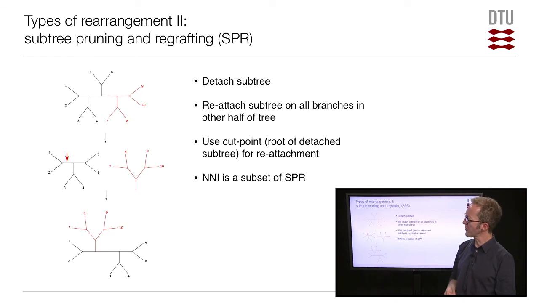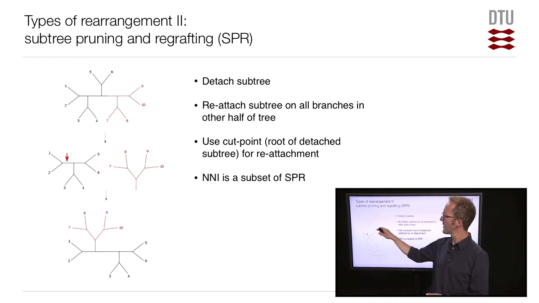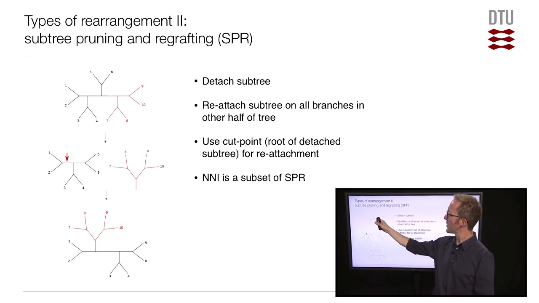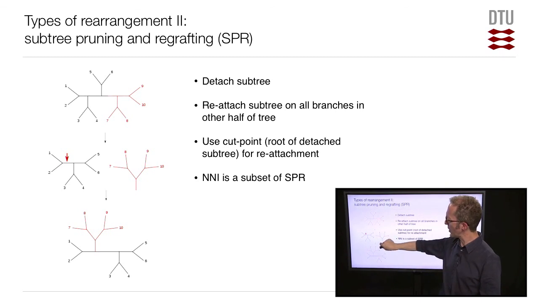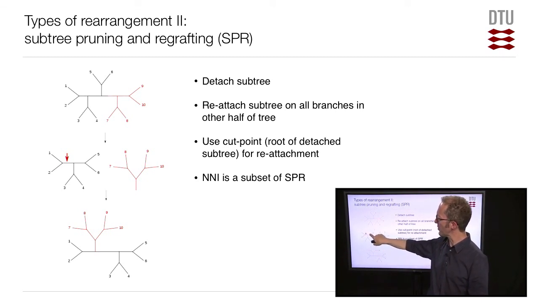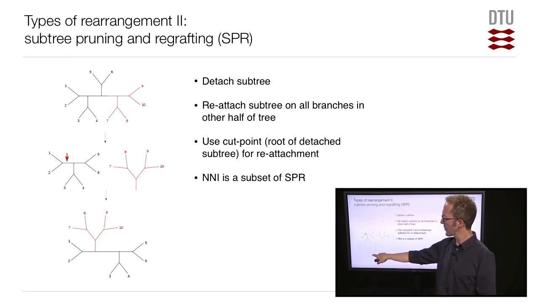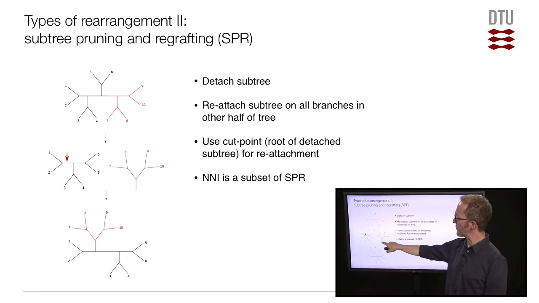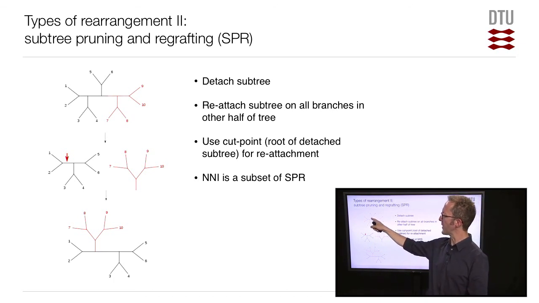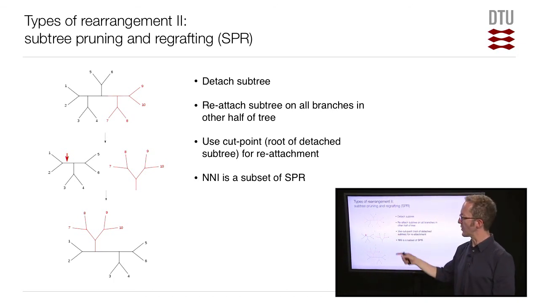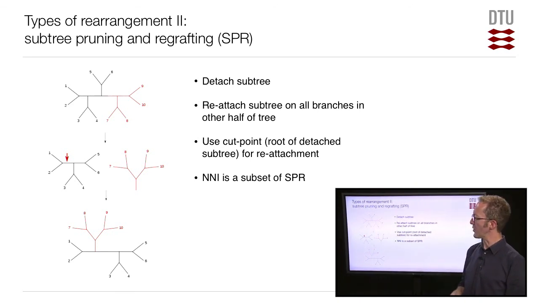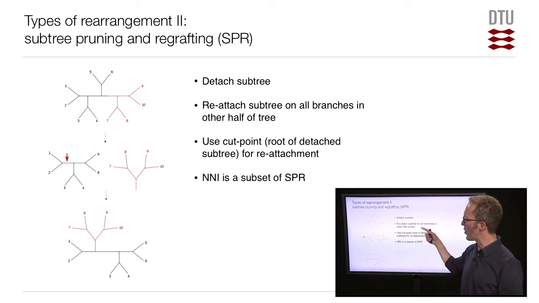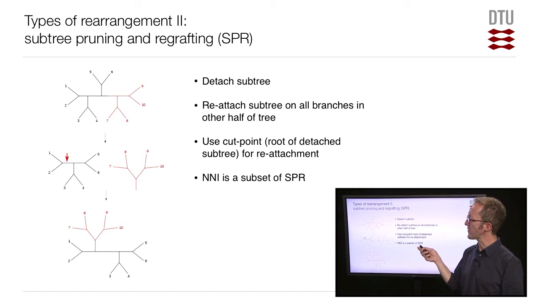Rearrangement type number 2, subtree pruning and regrafting. The idea is you start out with a tree, you cut off a subtree. This subtree, you then use the cut point to insert on every possible branch in the other tree. Okay? So this will give you a range of neighbors for this particular cut point. You do that for every possible cut point in the tree. You can see that this will give you a larger set of rearrangements for every possible cut point. So in subtree pruning and regrafting, NNI is a subset of that. You will get more possible tree rearrangements using this.